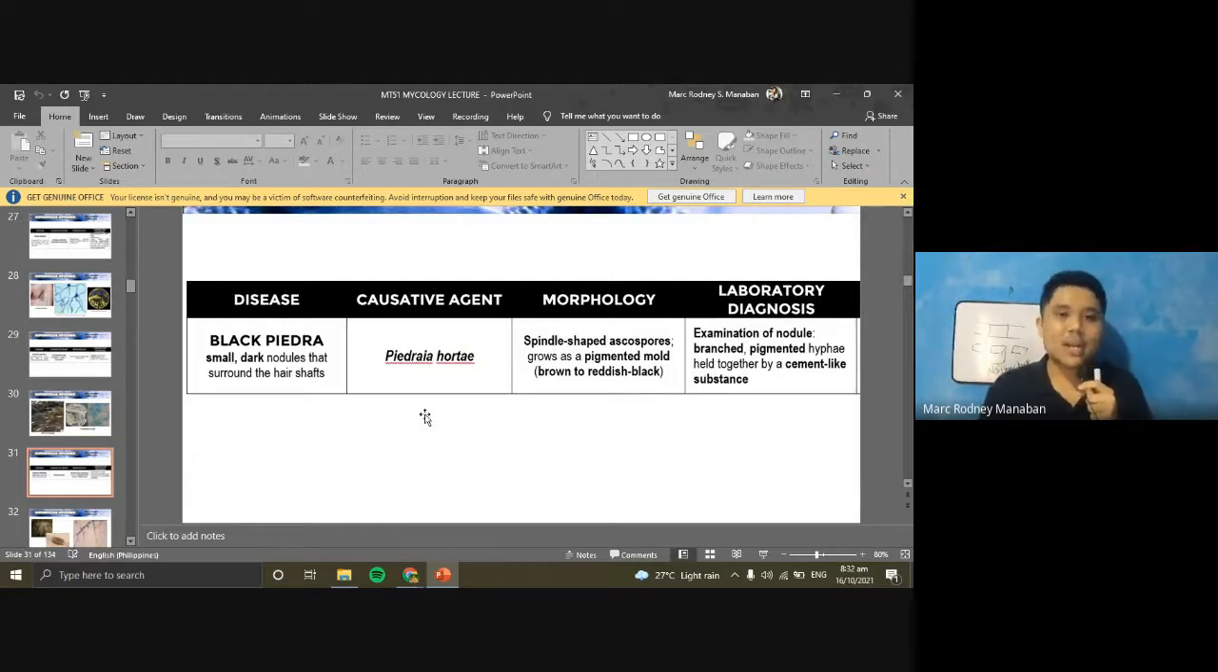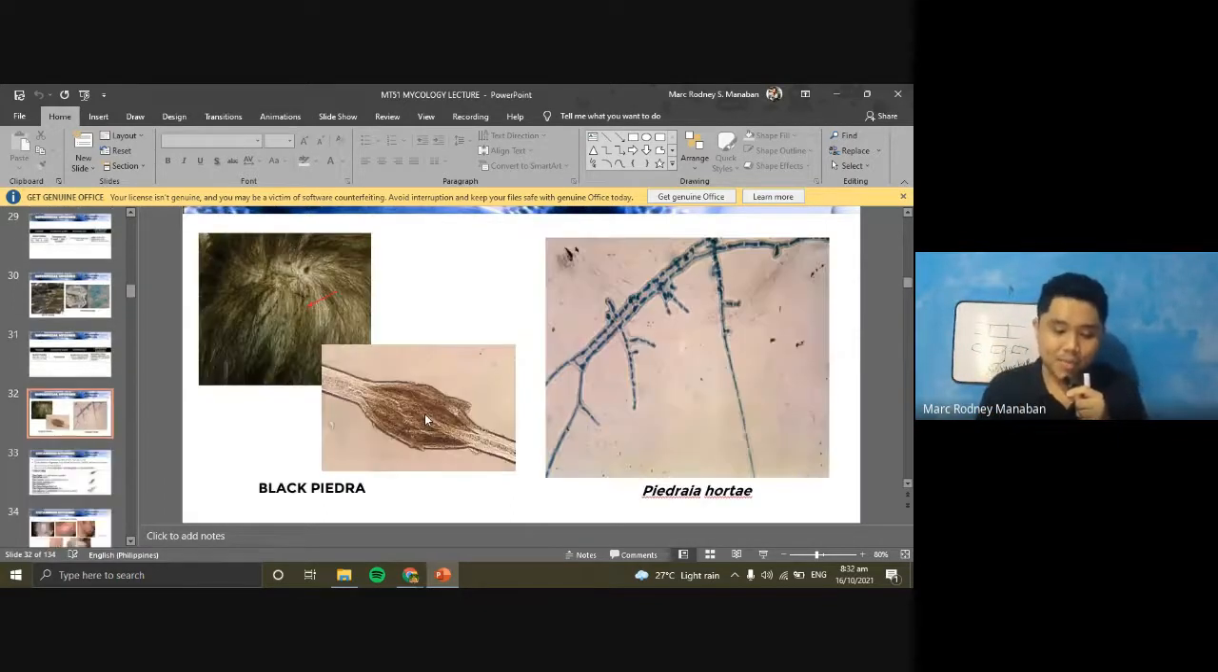Now, for examination, again, we examine the nodule. We crush it, okay? And once crushed, you will see the ascospores, all right? And there is a cement-like substance, like cement, a hard substance that lets it stick to the hair, all right? Cement-like substance. So here's an example of a hair with black piedra.